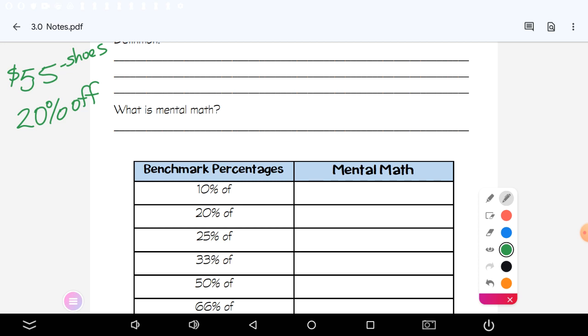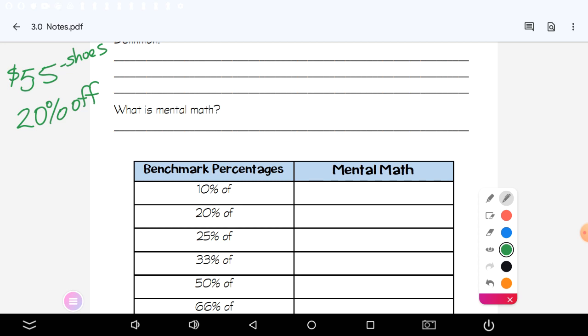What if I took 80% of 55? What should I get? So we said 10% is 5.5. So what's 5 times 8? 40. What's 0.5 times 8? 4. What's 40 plus 4? 44. Why does it make sense that 80% of 55 is $44?